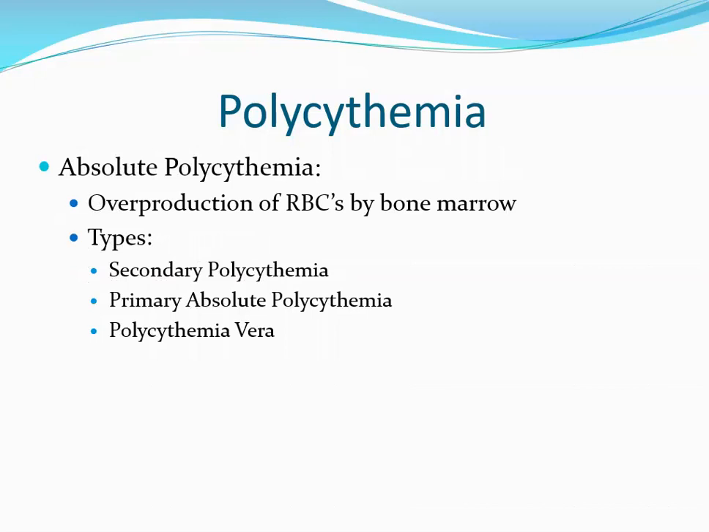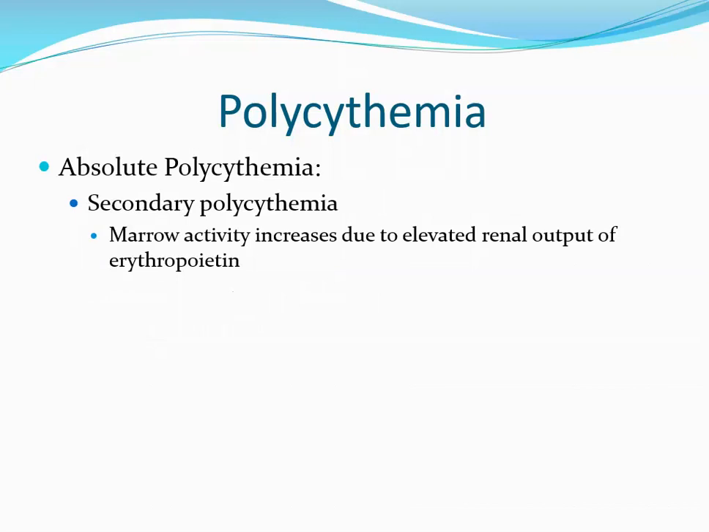We're going to start with the absolute conditions first, where it truly is the result of overproduction of red blood cells by the bone marrow. So their numbers truly are elevated. There are three forms or three types: secondary polycythemia, primary absolute polycythemia, and polycythemia vera. Secondary polycythemia, here the bone marrow activity increases due to elevated renal output of erythropoietin.